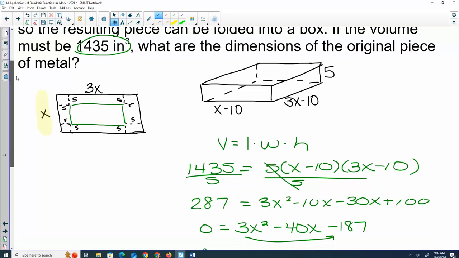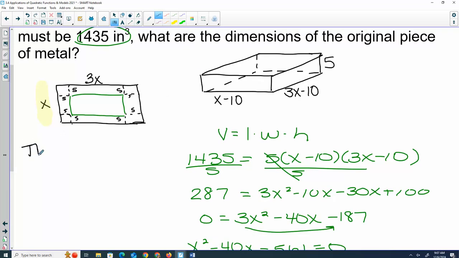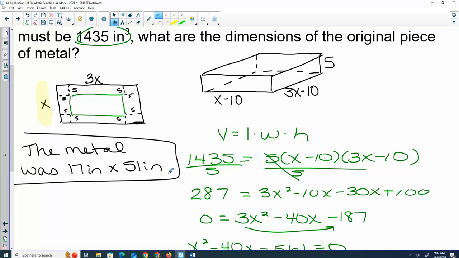It wanted to know the dimensions of the original metal. So the metal was 17 inches by 3 times 17, 51 inches. Any questions on that?